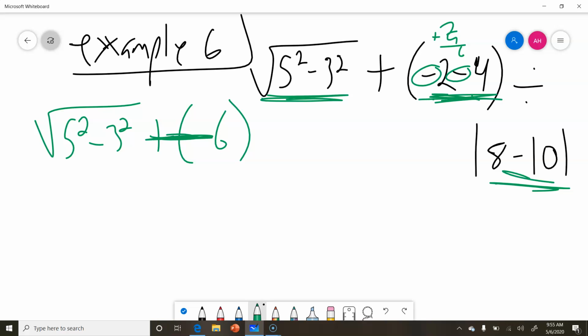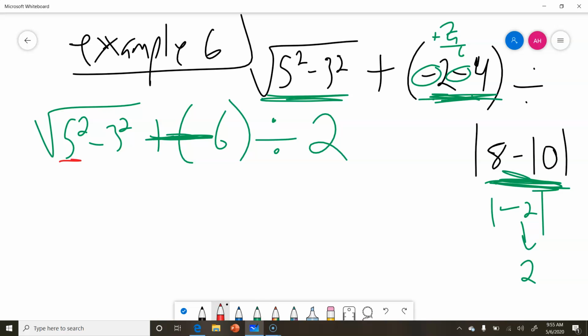Then I'm going to do what's inside these. What's 8? So I have a divided by here. What is 8 minus 10? Well, that's negative 2, but then I take the absolute value of that, and it becomes positive 2, right? The absolute value of negative 2 becomes positive 2. Now, I come up here to this exponent, and I say, what is 5 squared? Well, that's 25, minus what is 3 squared? 9. Okay, so I can work on this guy, minus 6. Minus 6 divided by 2.